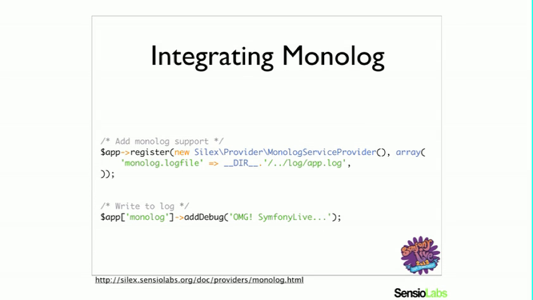So again, Monolog is usually really straightforward. In this case, we just want to register the Monolog service provider, specify the Monolog log file. In this case, just the log directory, app.log, and then we can access our logger. So we just access the app context, which is Monolog. This is our container, and it has a method called add_debug or add_error, etc.